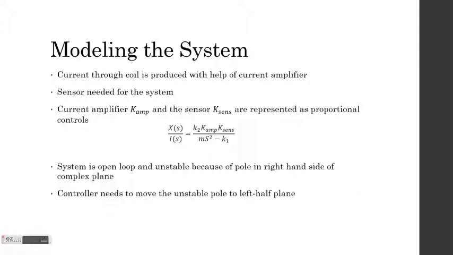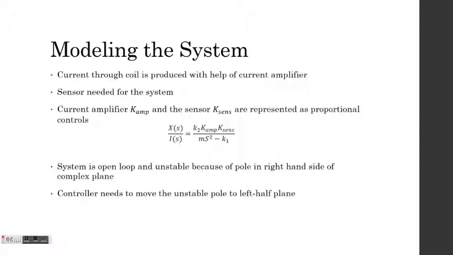In addition to the transfer function listed above, there are additional components that we need to add. The current through the coils is produced with the help of a current amplifier, which I represent as K amp. We also need to add a sensor to the system, which I represent as K sense. The transfer function with the additional components is listed below.